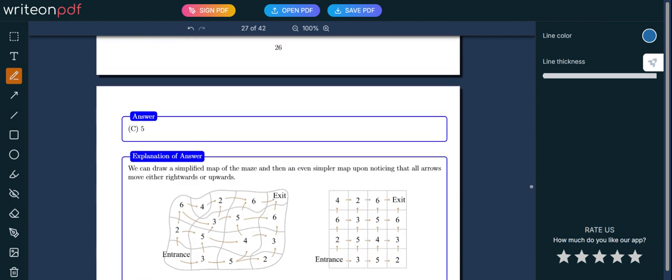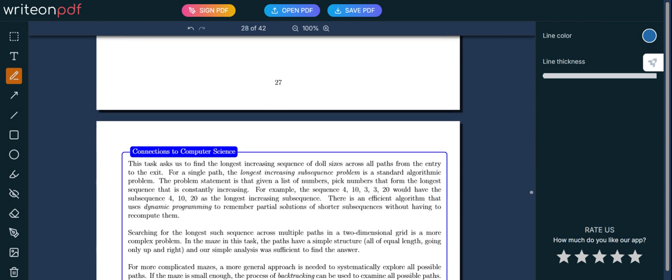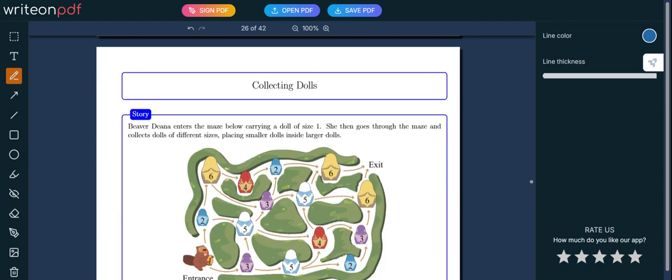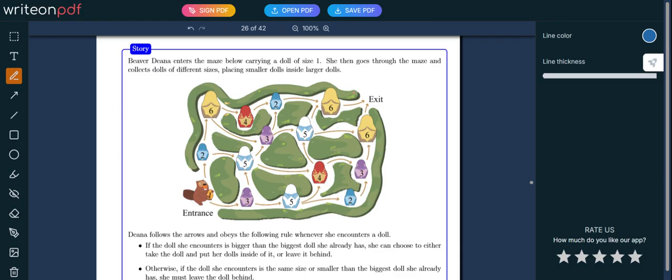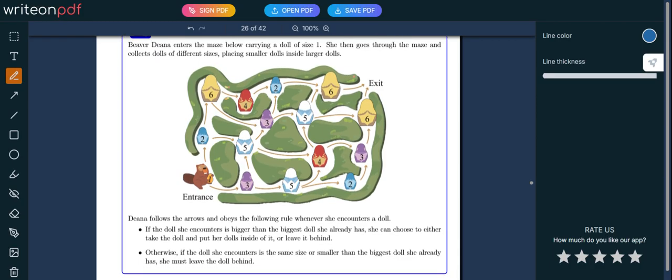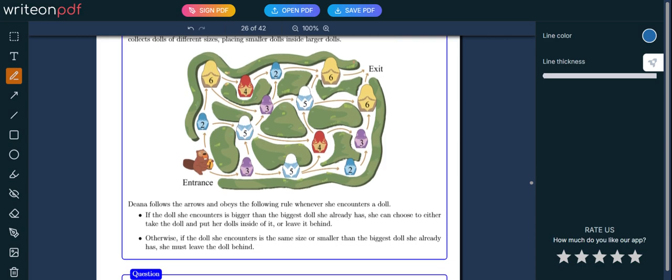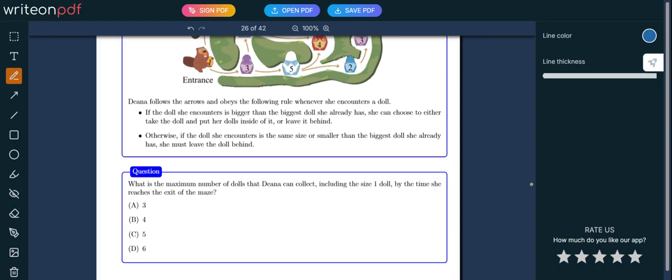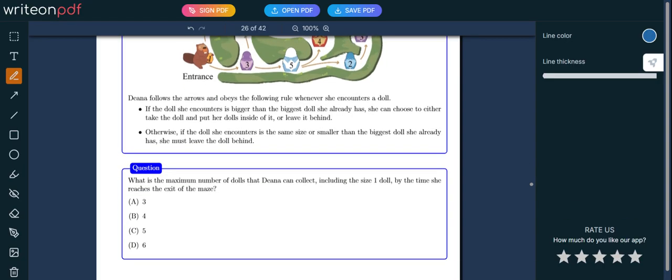Last question, I'm pretty sure. Yep, last question. Okay. Collecting dolls. Beaver Dana enters the maze below carrying a doll size of 1. She then goes through the maze and collects dolls of different sizes, placing smaller dolls inside larger dolls. What is the maximum number of dolls?